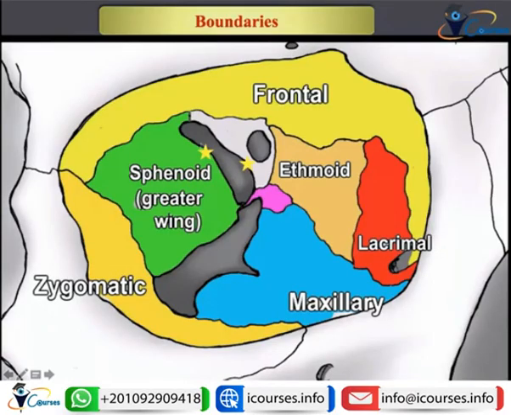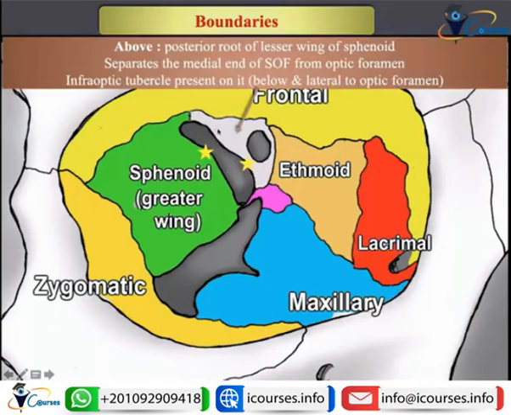So what are the boundaries of the superior orbital fissure? Above the superior orbital fissure will be the posterior root of the lesser wing of the sphenoid. You remember when we said in the optic foramen that the posterior root of the lesser wing of the sphenoid will separate the optic canal from the superior orbital fissure. And we have this tubercle, called the infraoptic tubercle because it is located below the optic nerve, which is present just below and lateral to the optic foramen.